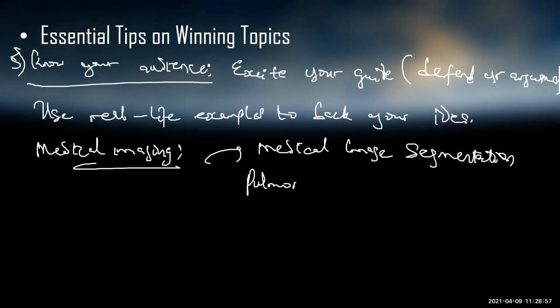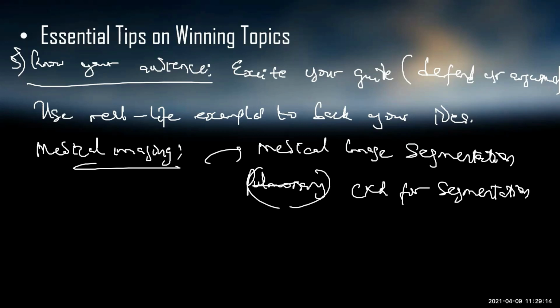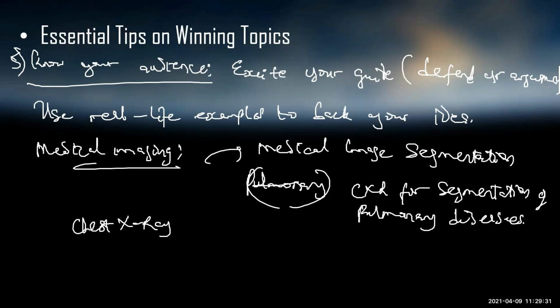Pulmonary, okay? Segmentation, okay, let me not call it this. Let me call it chest x-ray, CXR, chest x-ray for segmentation. Okay, chest x-ray for segmentation of pulmonary diseases. So if I'm going to talk about this, that means I need to first thing give you a chest x-ray. Yes, chest x-ray. Now you have the lobe and things like that.